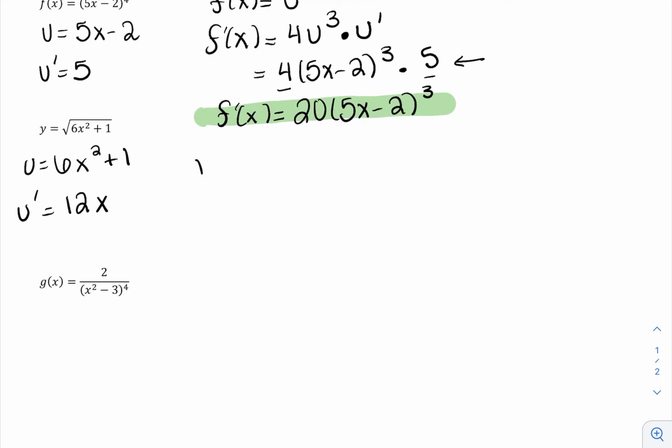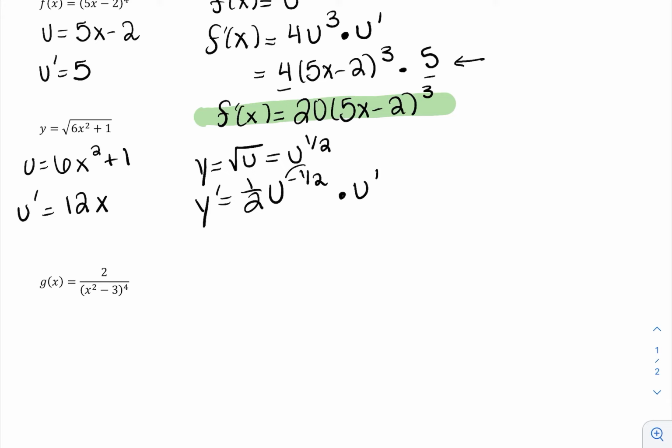So then I have y is equal to the square root of u. But remember, I can't take a derivative when it's in a radical. First, I have to do the algebra, which is change the square root to the 1/2. And now I can take the derivative. So y prime is going to be, I bring down the 1/2, I subtract 1 from the top, which becomes a negative 1/2, and then I multiply by u prime.